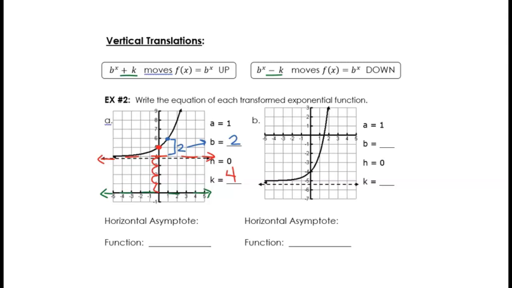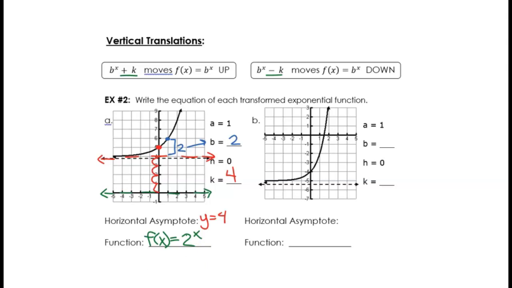So if I were writing my function, I'd start out with f of x equals. Oh no, we didn't. What was the horizontal asymptote? Right here, y equals 4. So if I'm writing the function in the form f of x equals b to the power of x, what do I write first? The base, which is 2, you're right. So here's the b value, to the power of x.